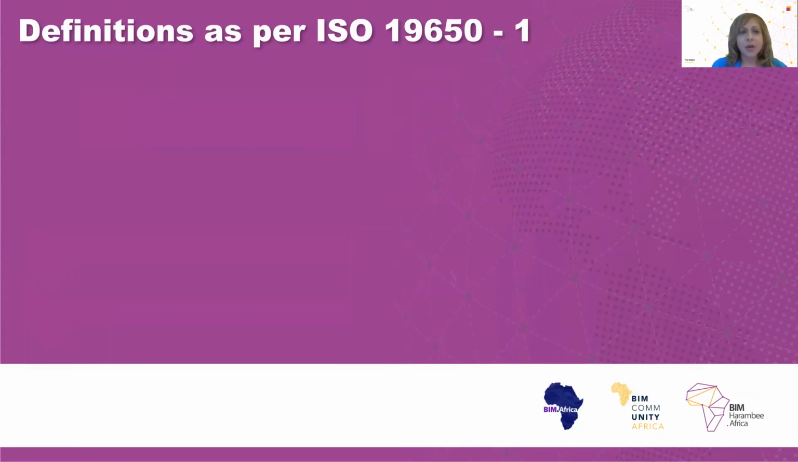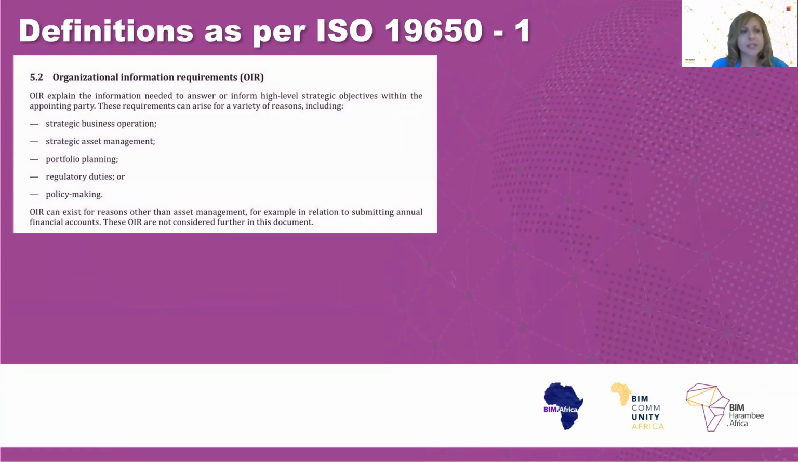So I want to start by a few definitions, as I mentioned, a few theoretical definitions as per the ISO 19650, which is the most recent standard that is out there regarding information requirements and defining them on construction projects. So the first definition from the ISO is related to the OIR. What is an OIR that is advised to be created within the ISO?